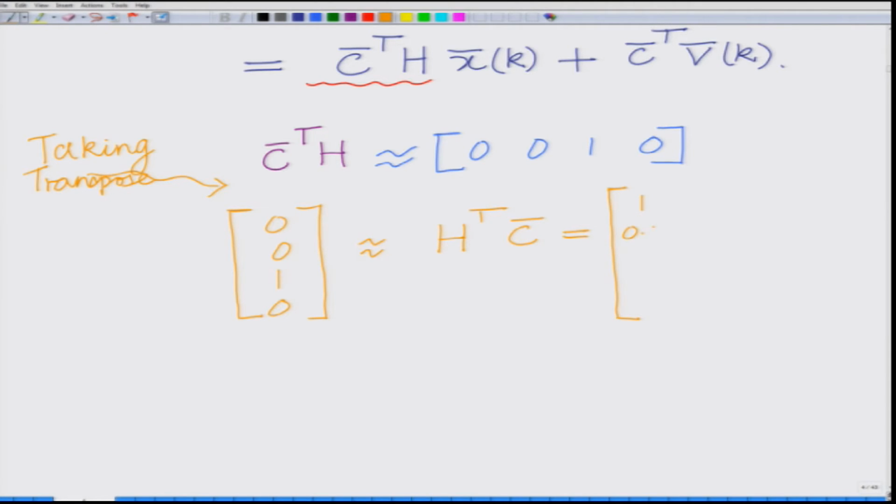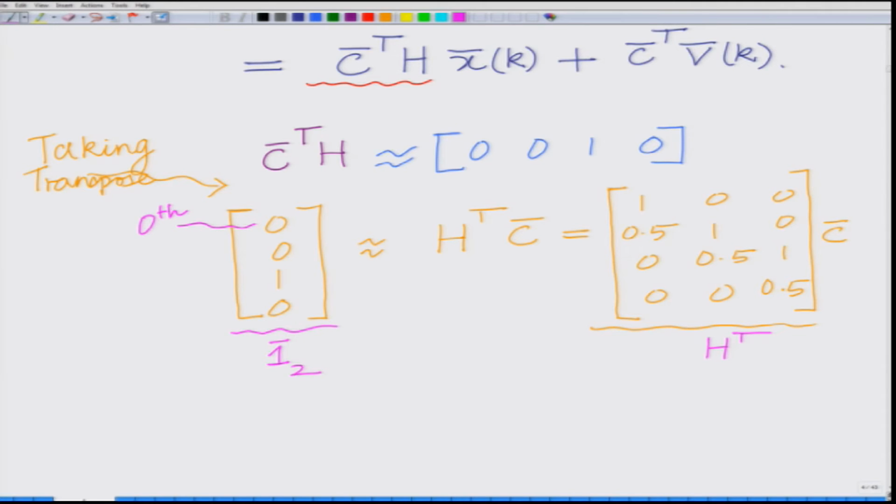And H transpose, remember, is the transpose of H, which is the matrix with rows 1, 0.5, 0, 0; 0, 1, 0.5, 0; 0, 0, 1, 0.5, times C bar. And this is our matrix H transpose. This is the vector with zeros everywhere and 1 in the second position. So, this has 0 in the 0th position, 0 in the first position, 1 in the second position and again 0 everywhere.